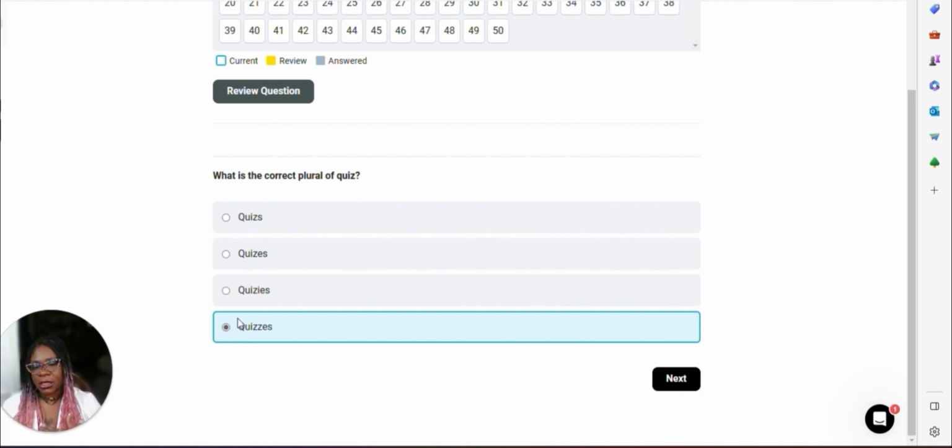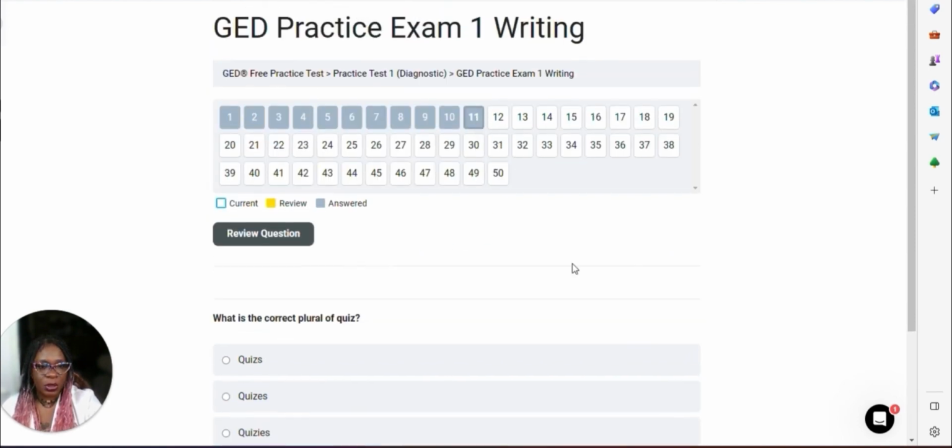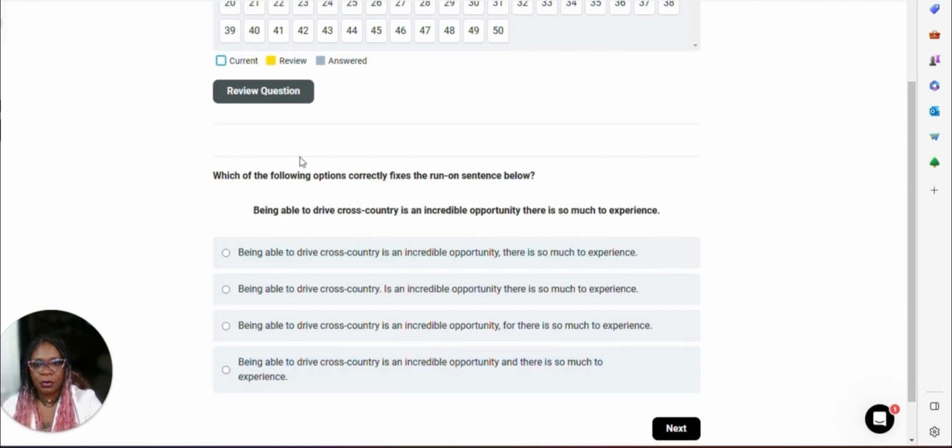So with words that are ending in Z and ES, you have to add an extra Z for this one. This one is more of an irregular word, but you have to add an extra Z to make this one plural. So this one right here with just one Z would be incorrect, okay? So we're going to move to question number 12.